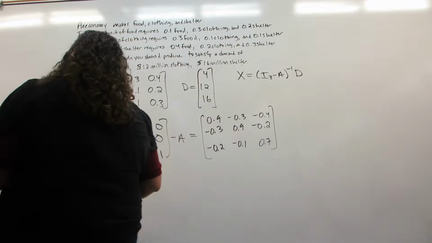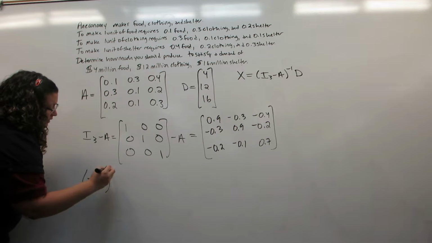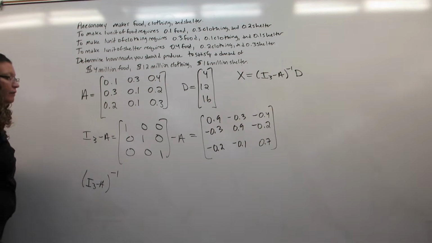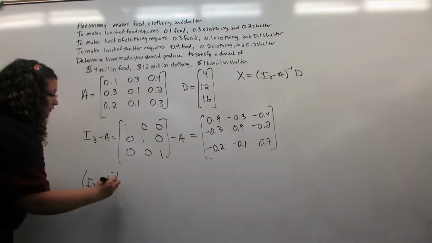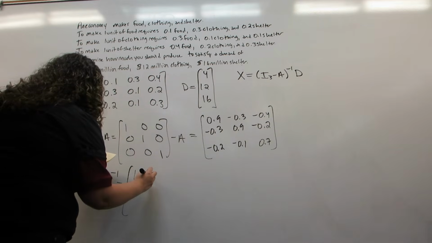Next, we take this matrix, which I'm just going to call I3 minus A because I don't want to write it out again, and we have our calculator find the inverse of it. And this is what we get.